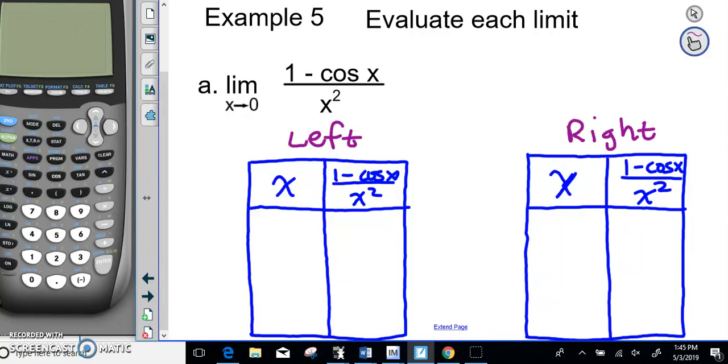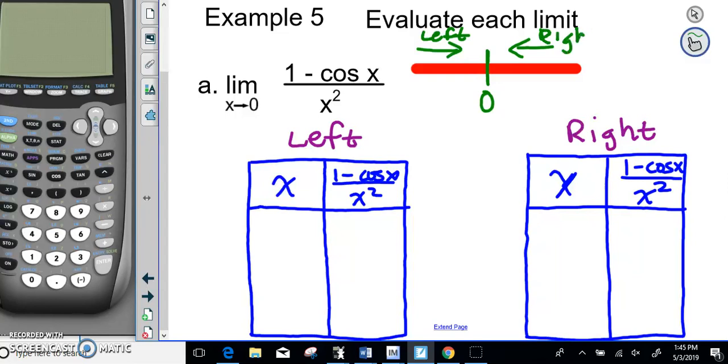Now here, we're going to do a number line really quick so you can see what's happening. So we know for a fact that zero is in the middle. So when it comes to this problem, if we're coming from the left side, we're coming from this side going this way. Going from the right side, we're coming from this side and going that way.